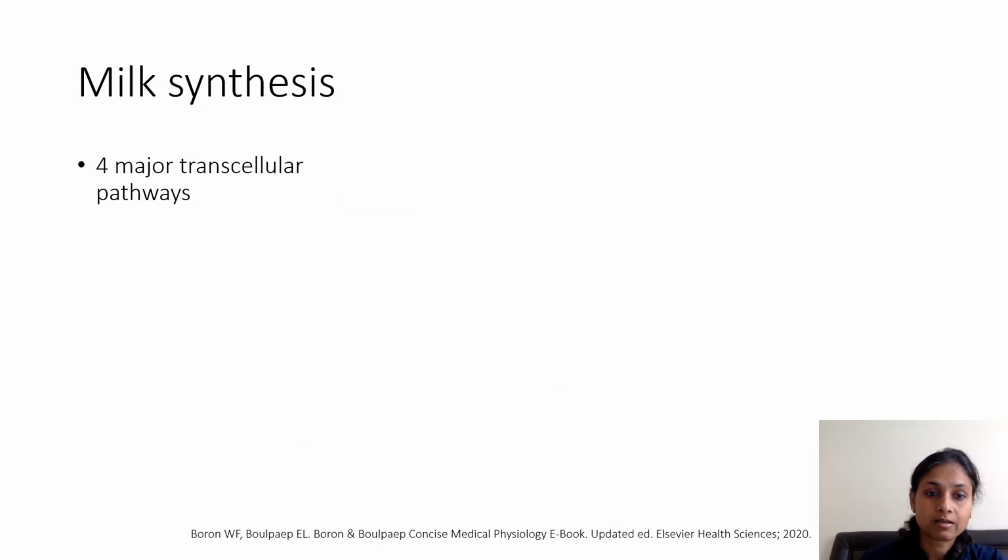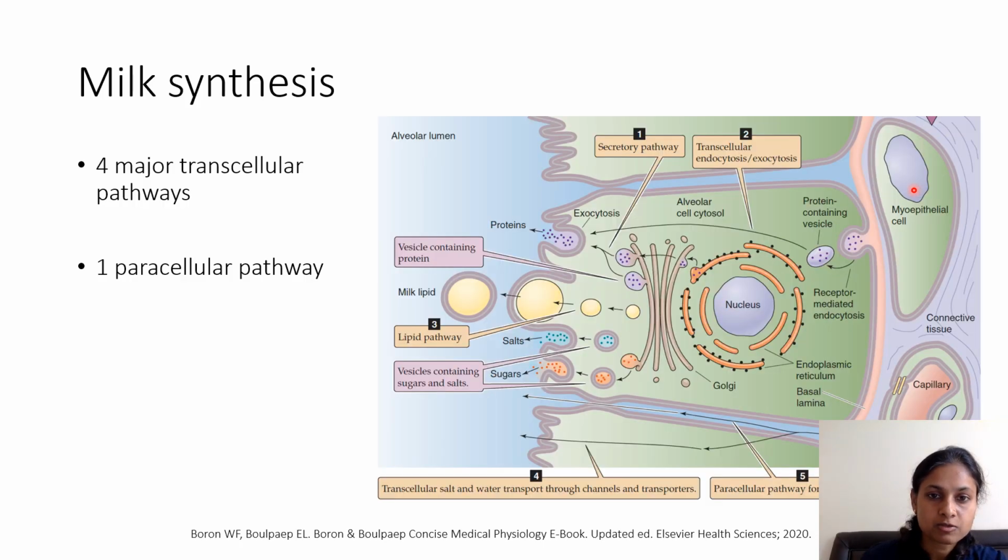Let us now understand how these cells produce milk. There are 4 transcellular pathways and 1 paracellular pathway. If this is our cell lining the alveolus, you have a basal side, called the basement membrane, and an apical side of the membrane. The basement membrane faces the maternal capillaries and the myoepithelium, and the apical membrane faces the lumen.